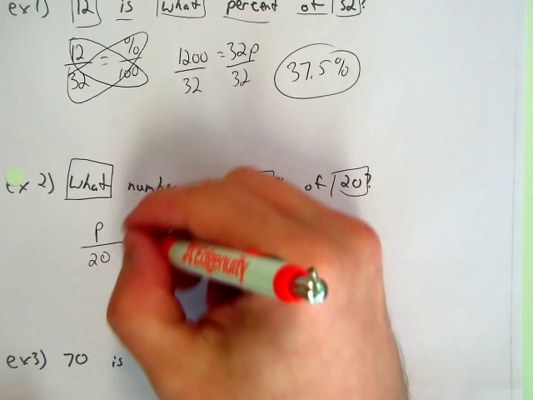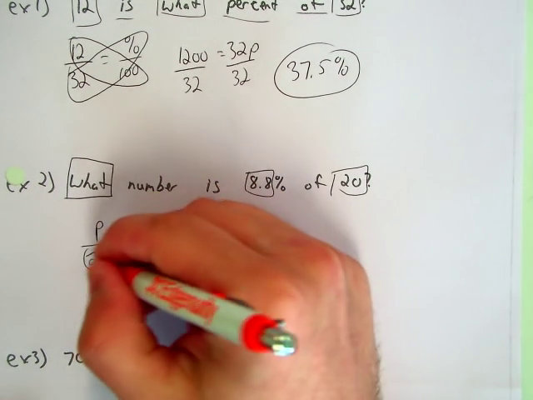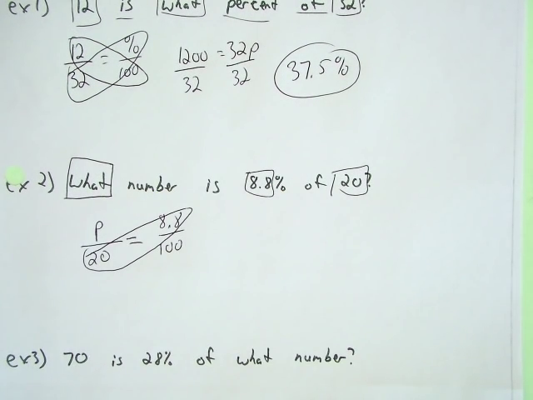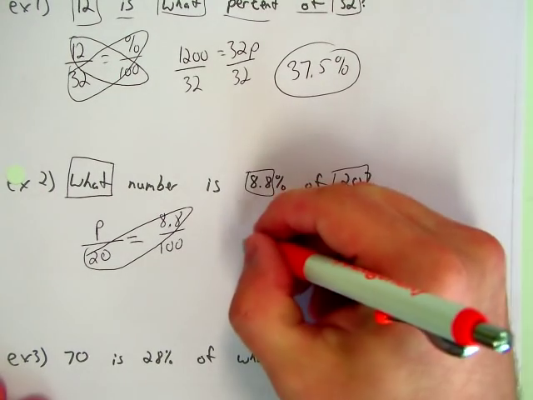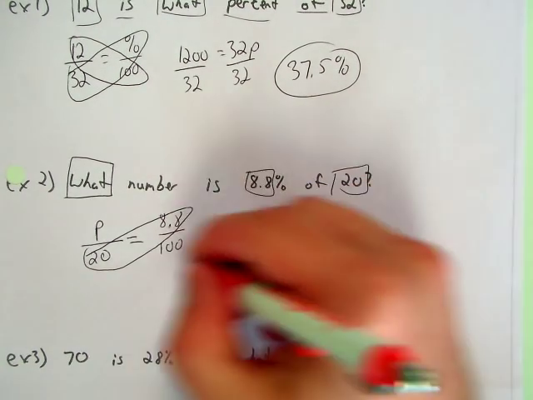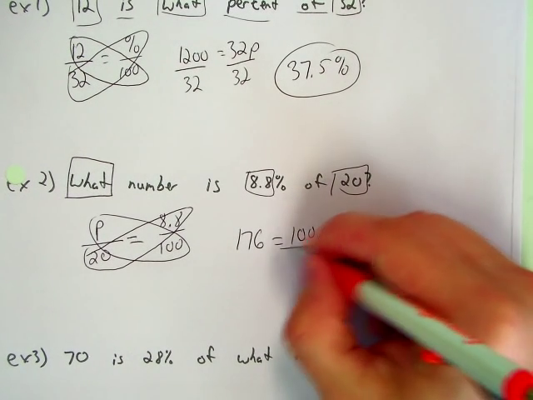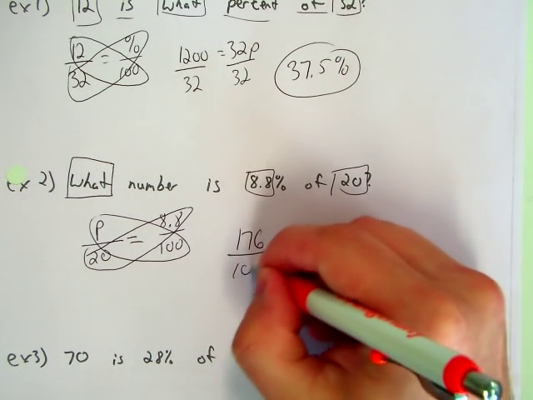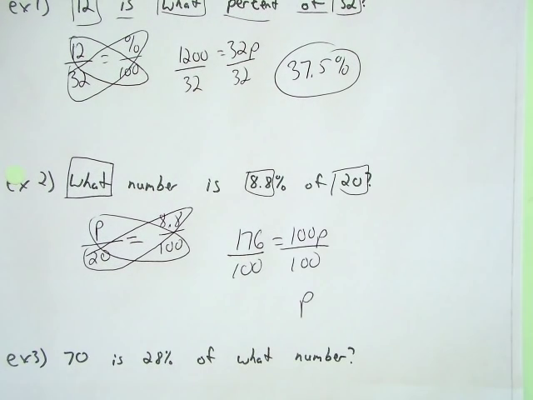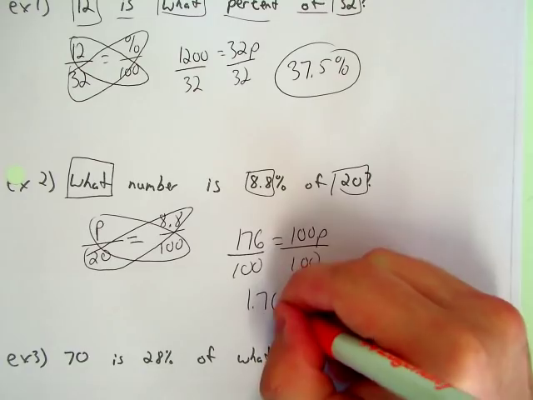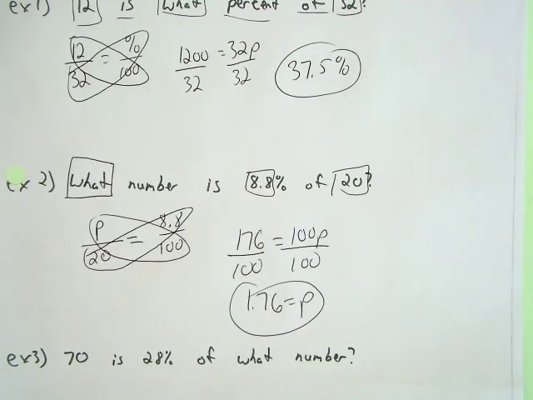I'm going to do cross products again. So I have 20 times 8.8, and that's going to give you 176. And then 100 times P is 100P. Divide both sides by 100. And in this case, I would get P is equal to 1.76. So 1.76 is 8.8% of 20.